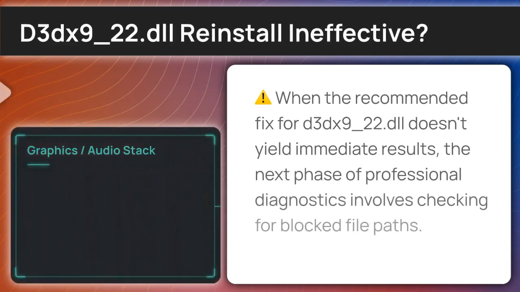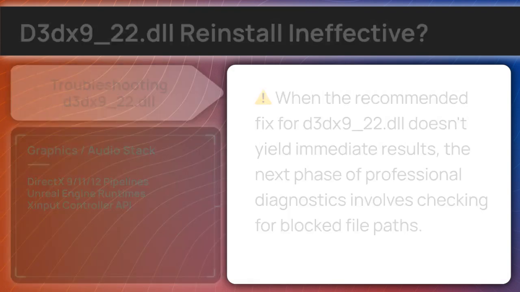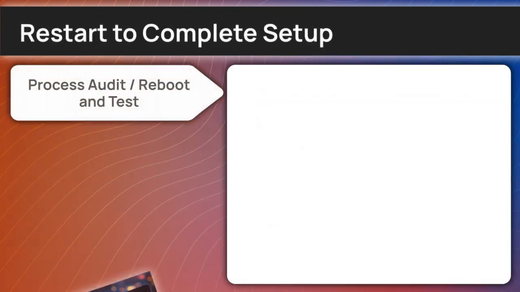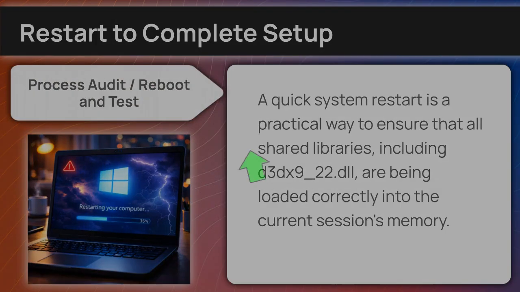Should the file remain missing after a reinstall, we need to ensure that the operating system is forced to re-index its shared library paths. A quick reboot can determine if the error is transient. While it won't fix a deleted file, it can re-establish the connection between your software and the Direct3DX9 file if the path was temporarily busy.